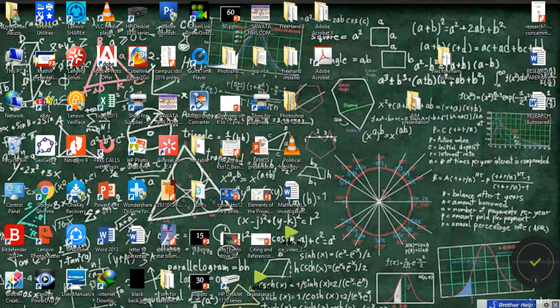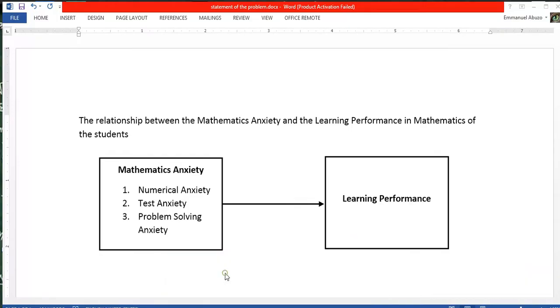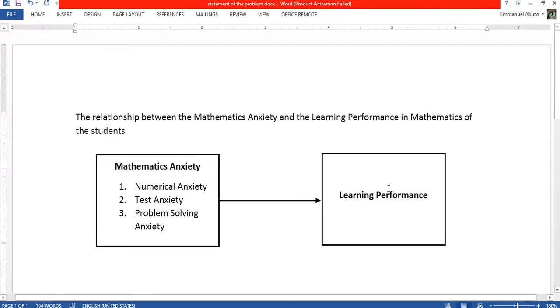Again, the data and the research itself in this presentation are just for showing how I do the statistical analysis only. So let's begin with the statement of the problem. Here, the title of the research is The Relationship Between Mathematics Anxiety and the Learning Performance in Mathematics of the Students. This would be my conceptual framework.